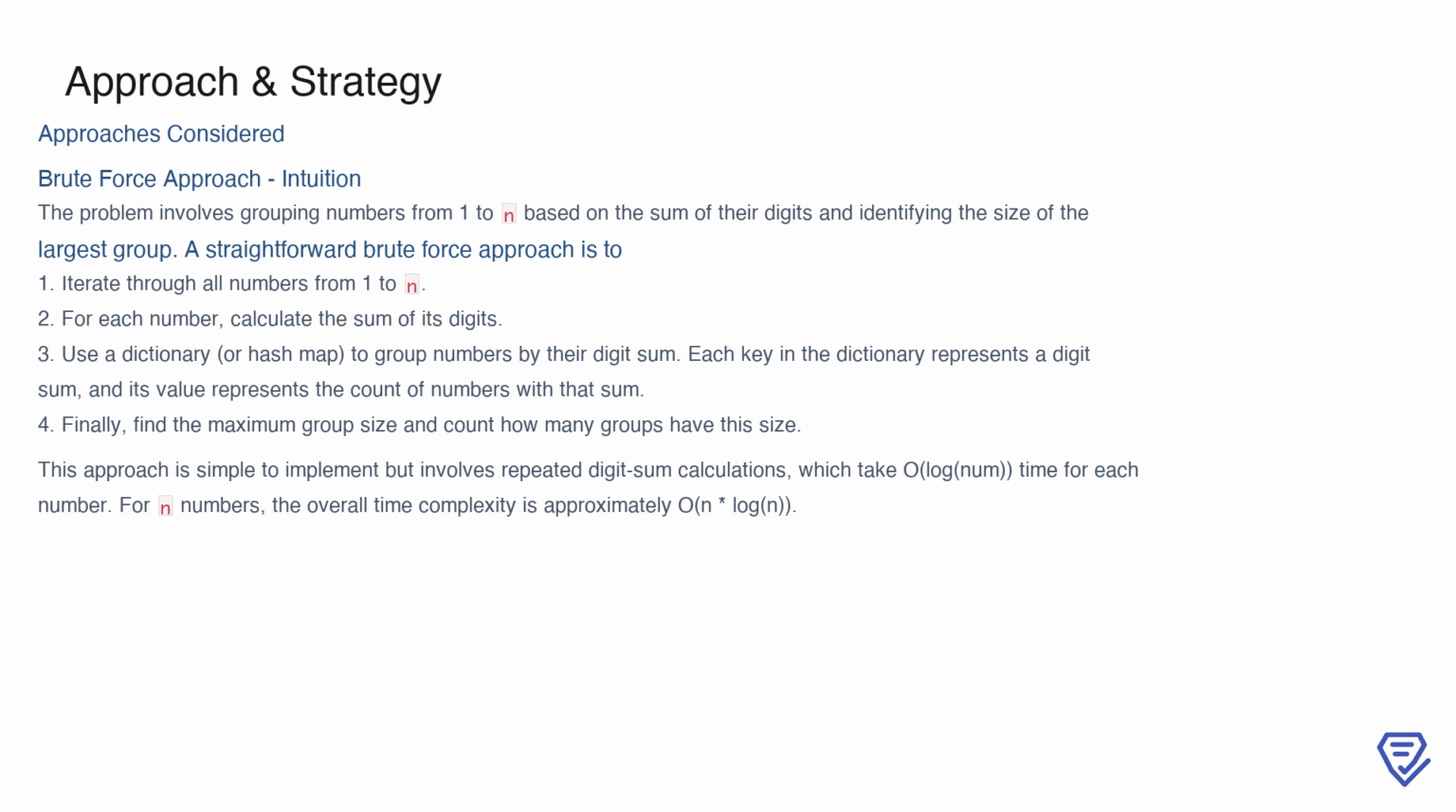Once the grouping is complete, we can determine the size of the largest group and count how many groups have this size. While straightforward and easy to implement, this approach involves repeatedly calculating the sum of digits for each number, which takes time proportional to the number of digits in the number. For n numbers, this results in an overall time complexity of roughly n log n, where log n accounts for the digit sum computation for each number.